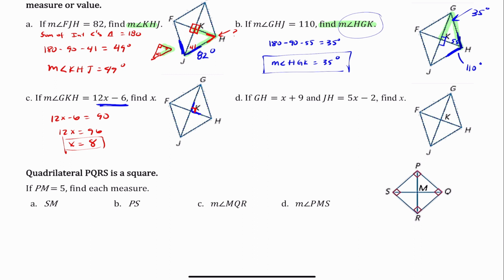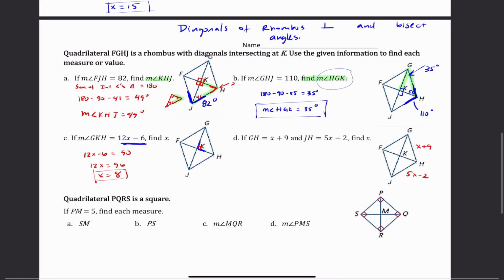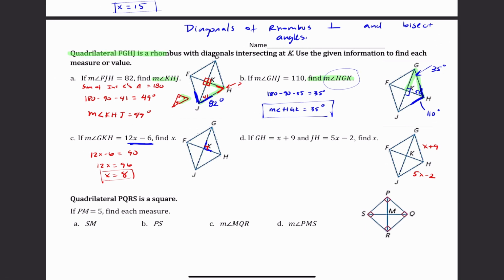GH, we know that GH is x plus 9. And then JH is 5x minus 2. Remember, what are we dealing with? These quadrilaterals here are rhombi.